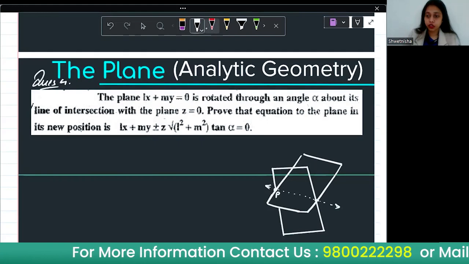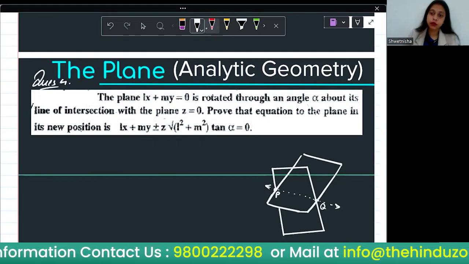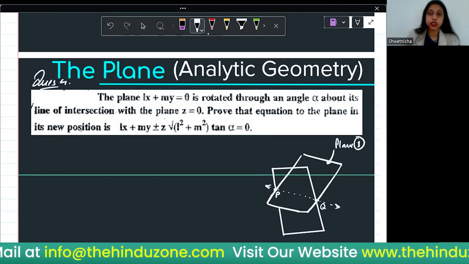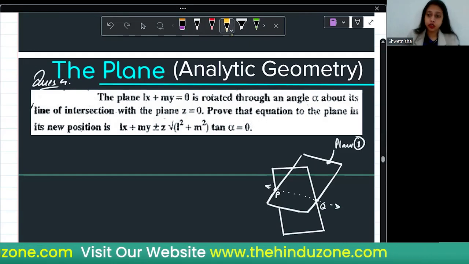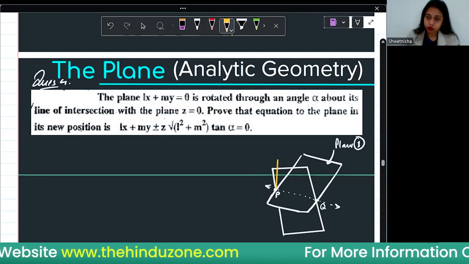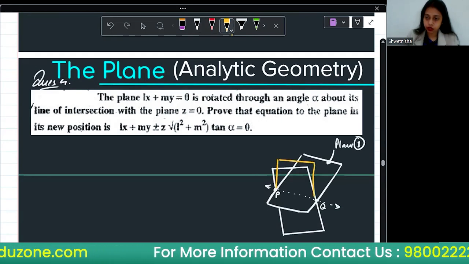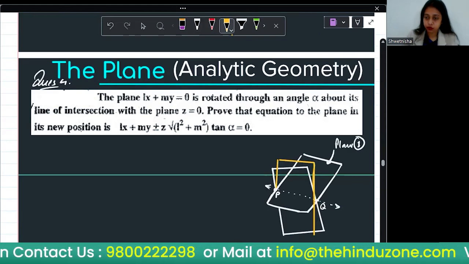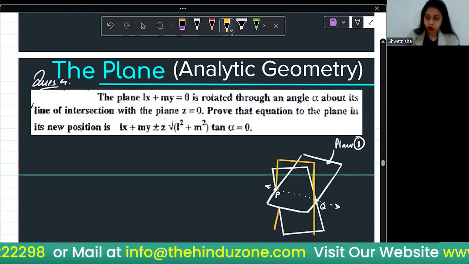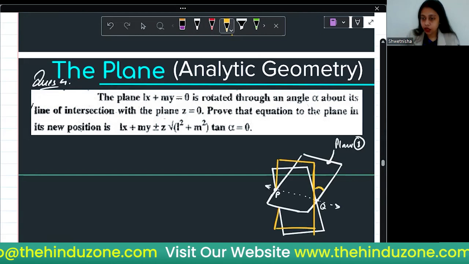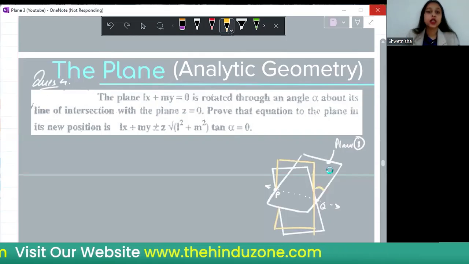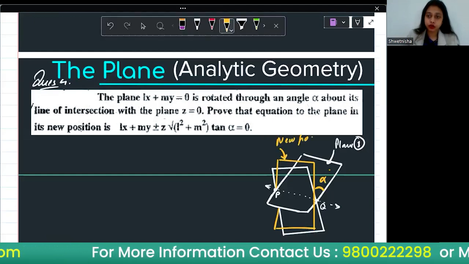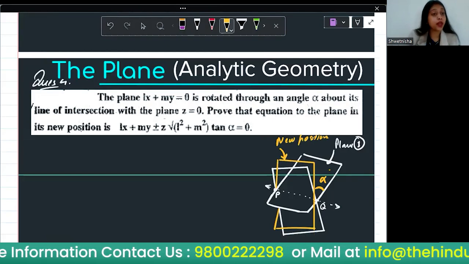Now about this line of intersection, this plane 1 is rotated. It is rotated through an angle alpha. So we have another plane passing through it, obviously, because that is rotated about that line. So this is our plane, which is rotated through an angle alpha. We have to prove the equation of this plane, meaning the new position. New position of which plane? Plane 1.